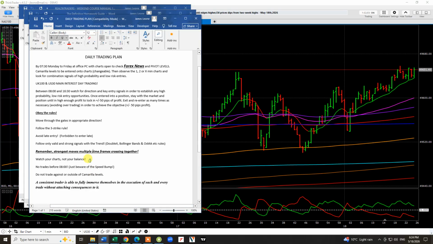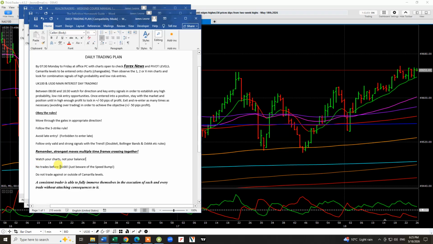Keep an eye on your charts, not your balance. You don't care if you've made £200, £400, $1,000. You don't care. You obey the rules of the strategy first and foremost. So watch the price action, watch the indicators, watch for divergence, A, B, C. Always be checking. That's the deal there.